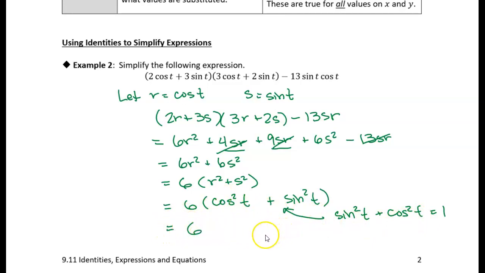So this all boils down to just 6. That is the value of this expression. It's equivalent to the original expression. We just used a little algebra and the Pythagorean identity to convert that complicated expression down to just 6.